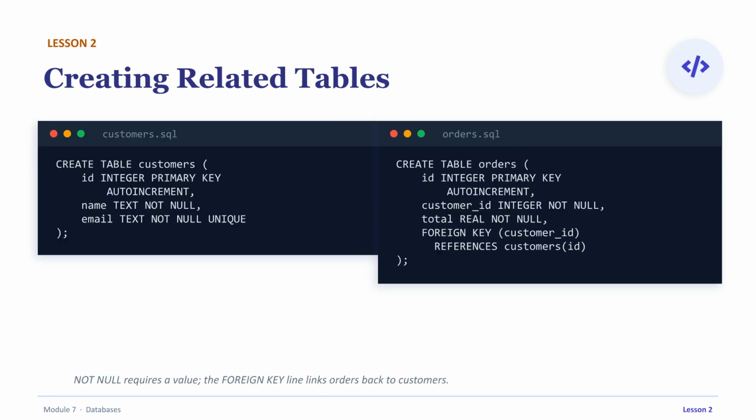Now that we understand relationships, let's write the code to create them. We use SQL commands like create table. Note how the orders table uses a foreign key to reference the customer's ID in the customers table. NOT NULL ensures that an order must be associated with a valid customer.